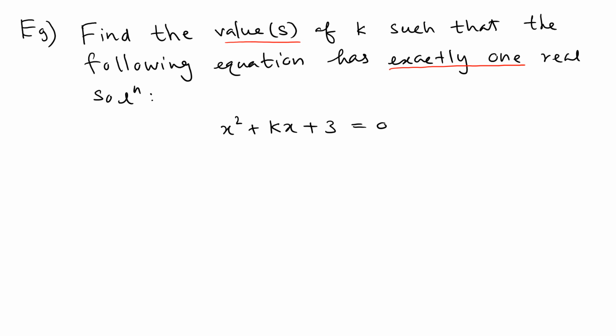You can see this is a quadratic equation, but k is not a known constant. It's a constant, but we don't know the value. So what we're trying to do is find the values of k such that there's exactly one solution. So the best idea is to look at the discriminant. For this problem we can see a equals 1, b equals k, and c equals 3.